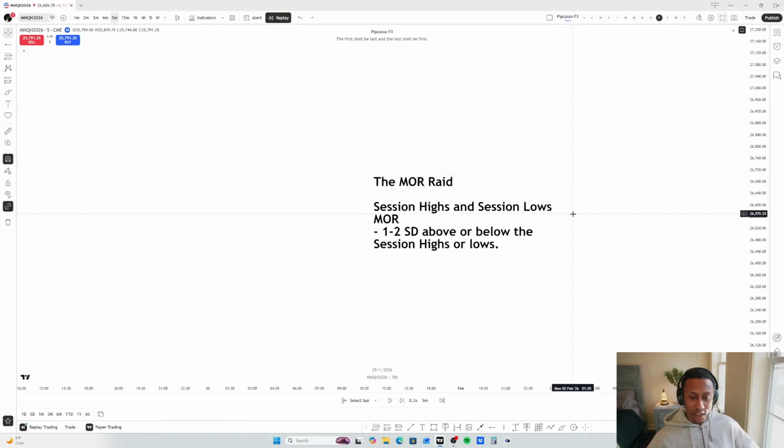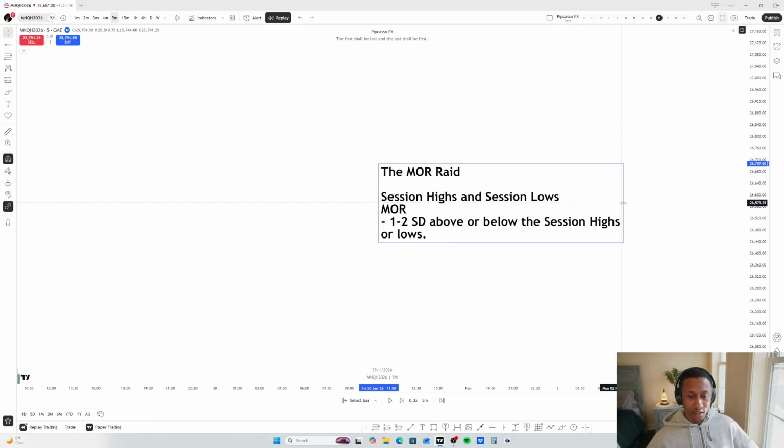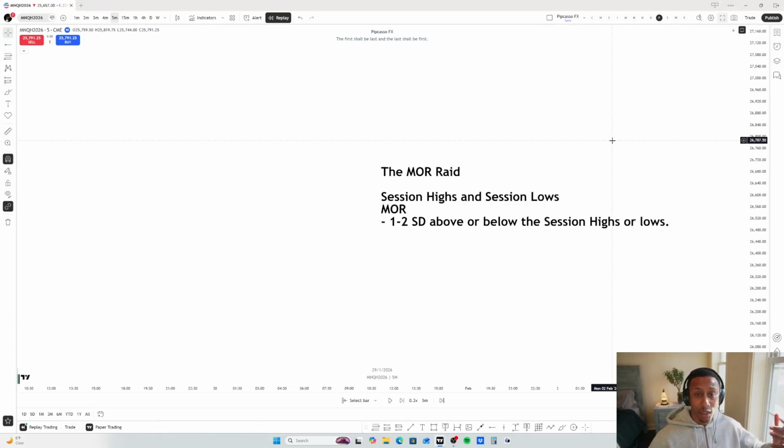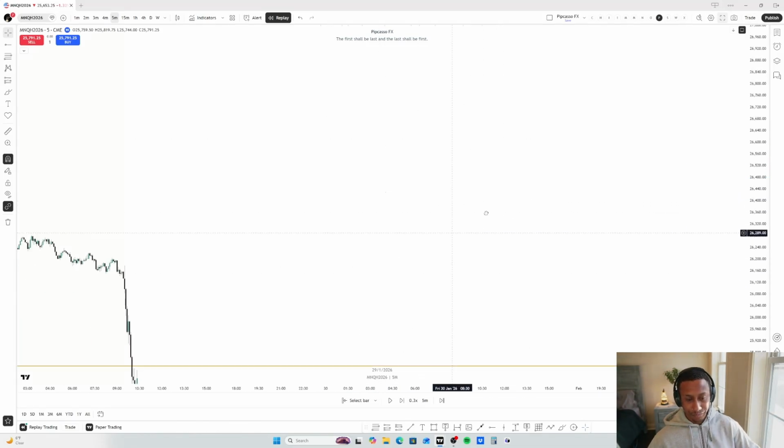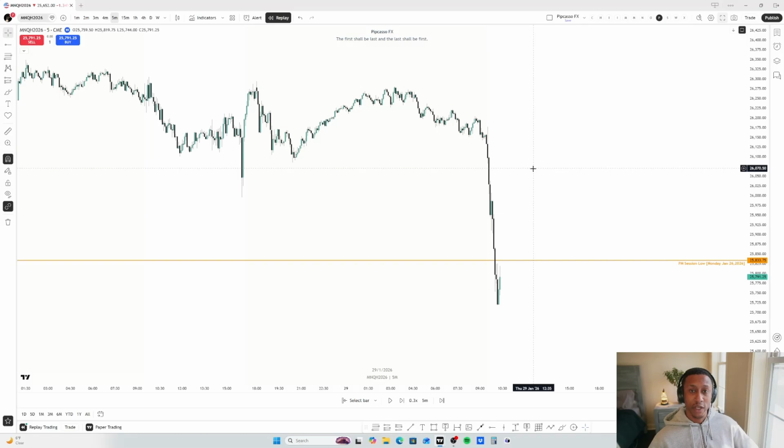An entry model technique, the one that I like to use the most, is the breaker or the mitigation block. One of those two. To me, they're pretty much the same thing. So let's go and find an example. The example that we're going to be using is the trade that I took on January 29th, 2026.